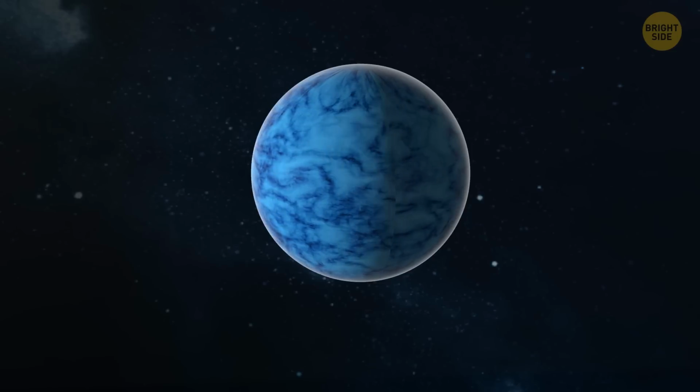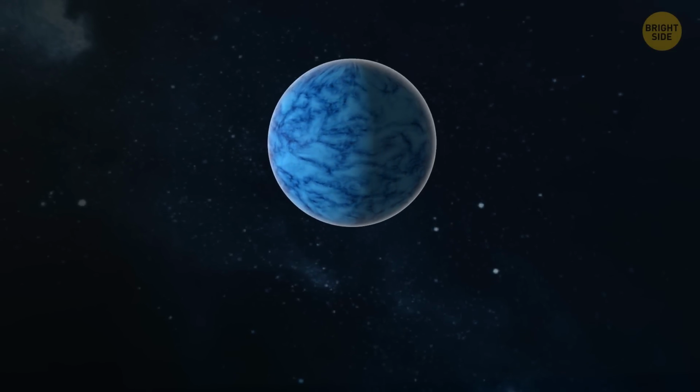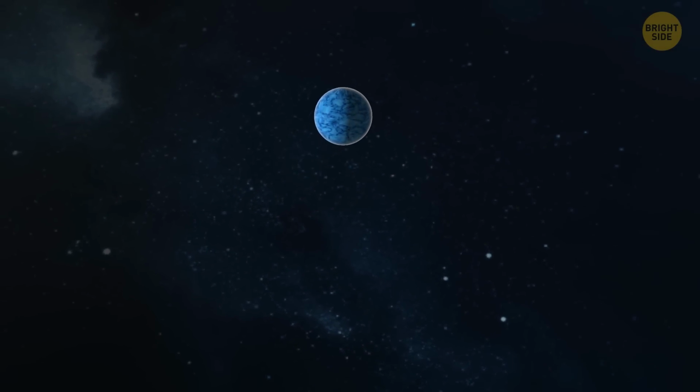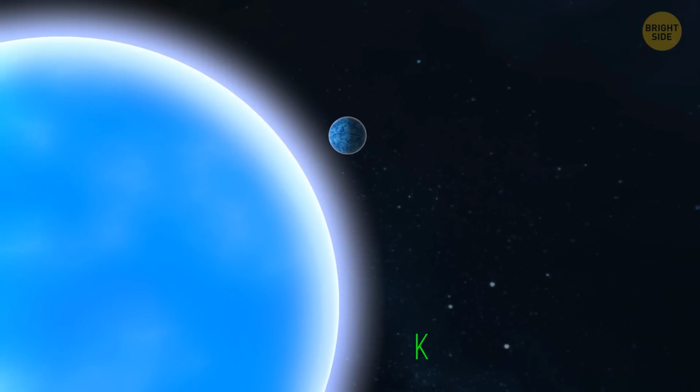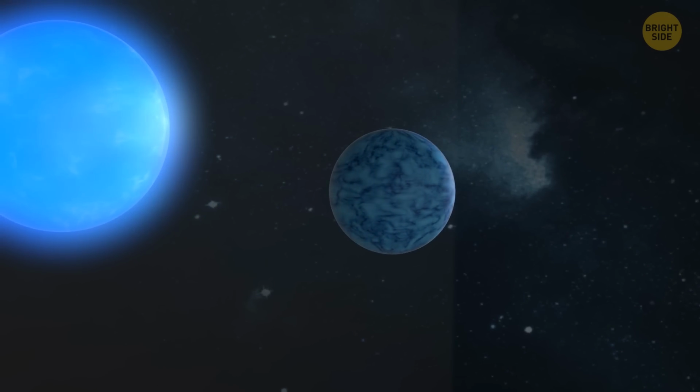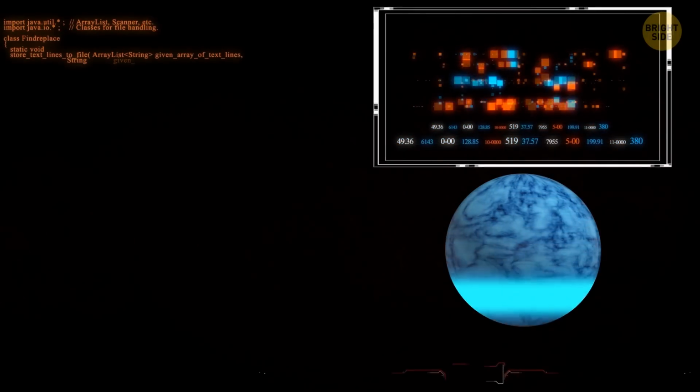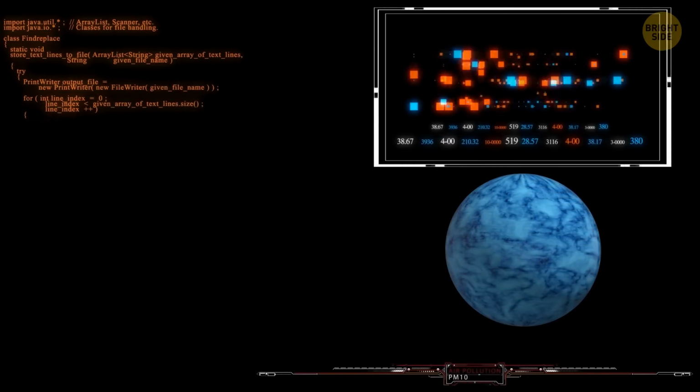This exoplanet is located about 300 light years away from Earth and orbits a small, cool star called Kepler 1649. It's about the same size as Earth, and just like the previous ones, it's located in the habitable zone of its star. Initially, the data about this planet was discarded.